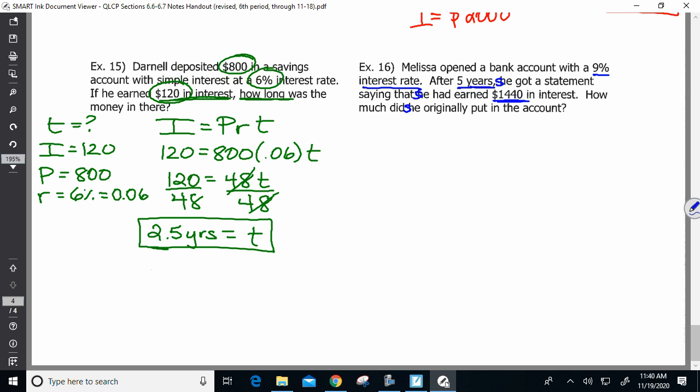So, yes, obviously, I teach math, not English. Forgot the proof. How much did she originally put in the bank account?